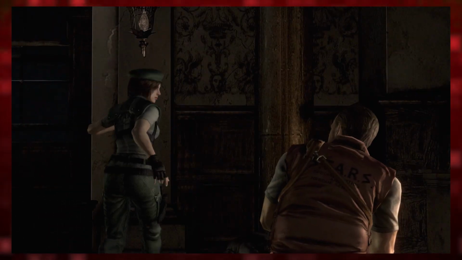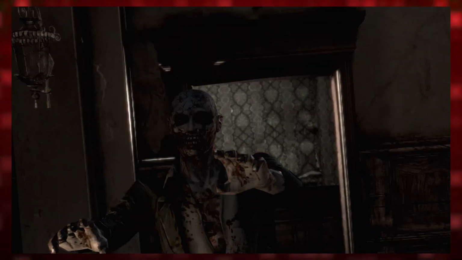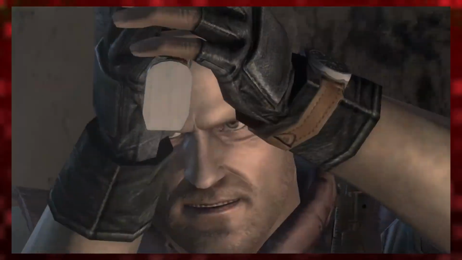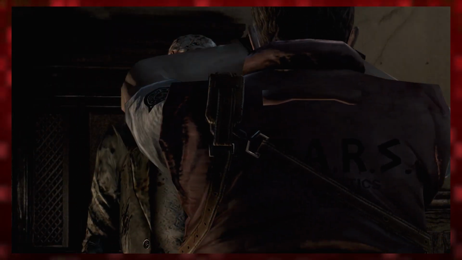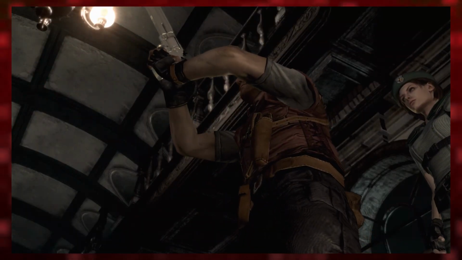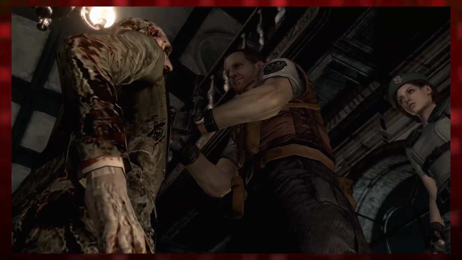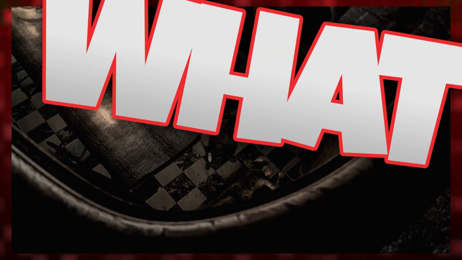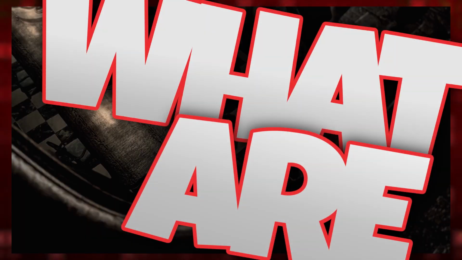Hurry! What is it? Look out! It's a monster! Let me take care of it! What the hell is this thing? I found Kenneth killed by this thing. Let's report this.